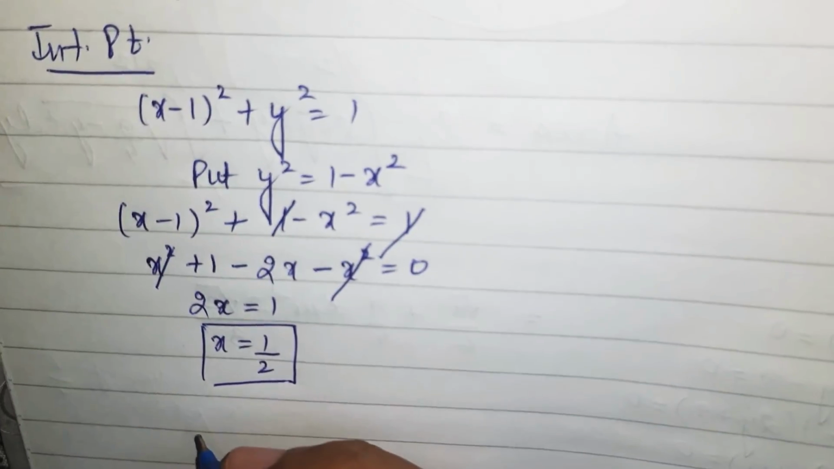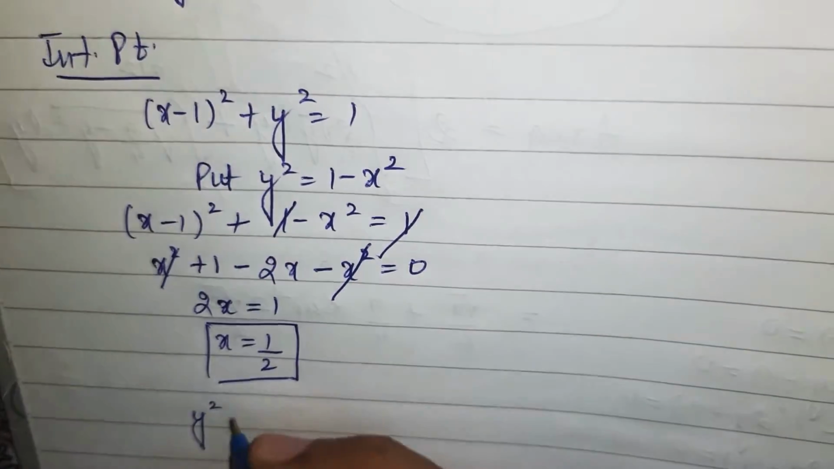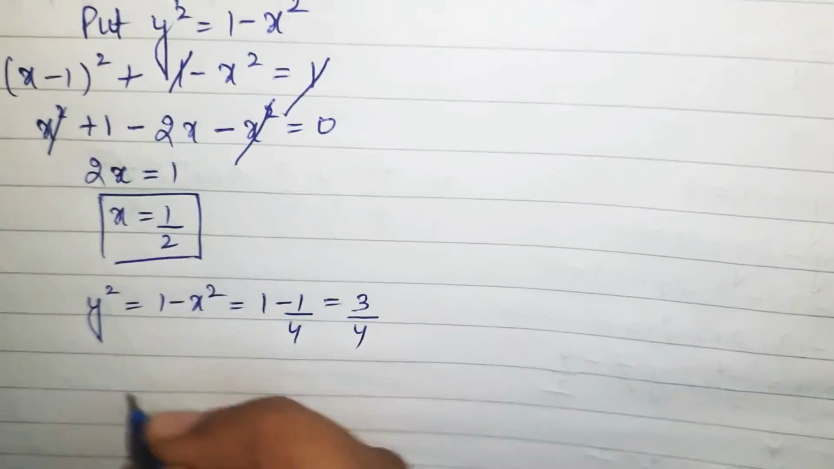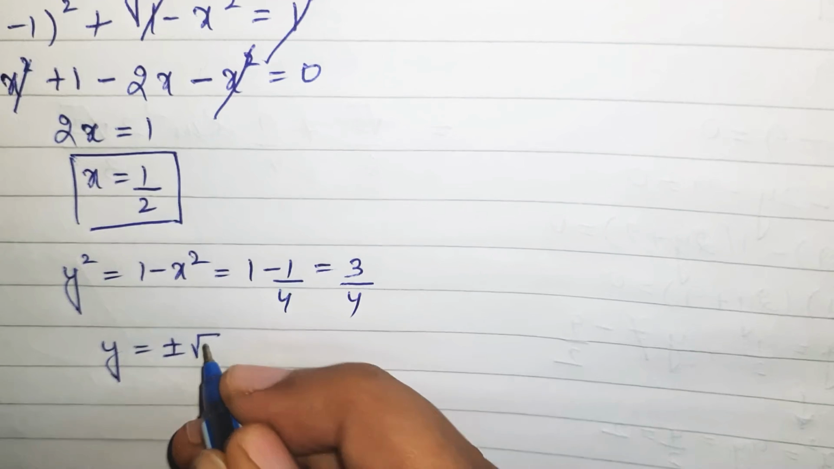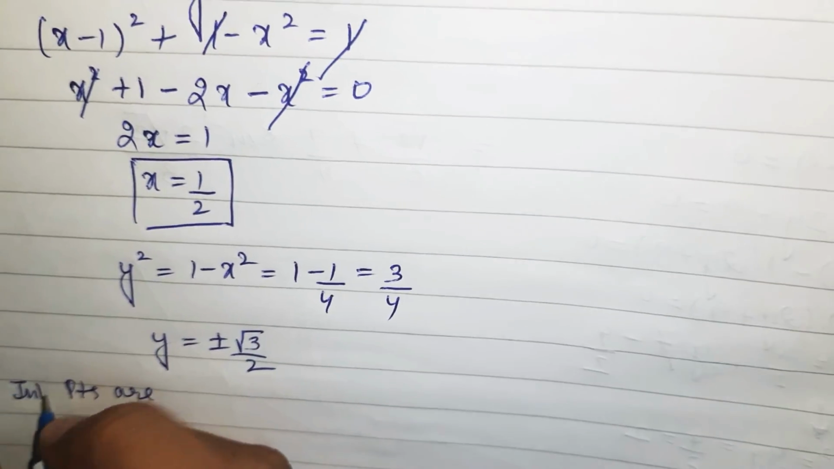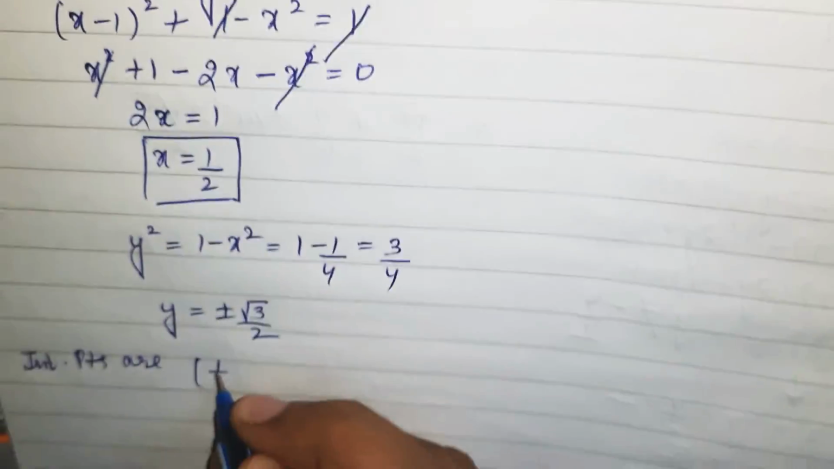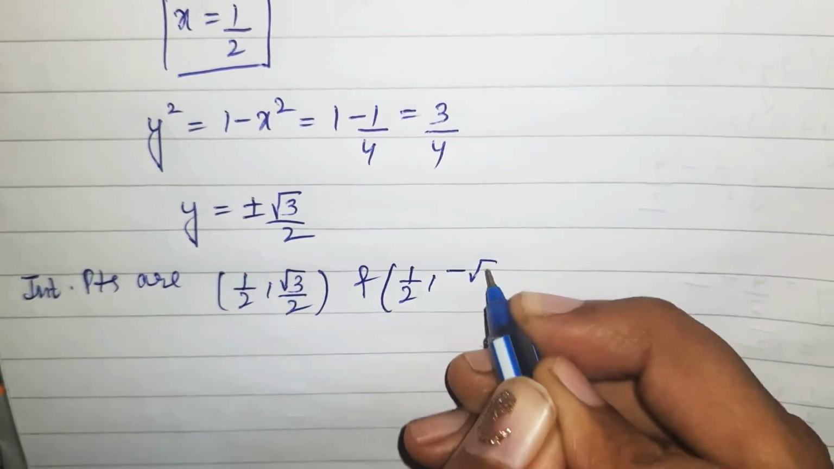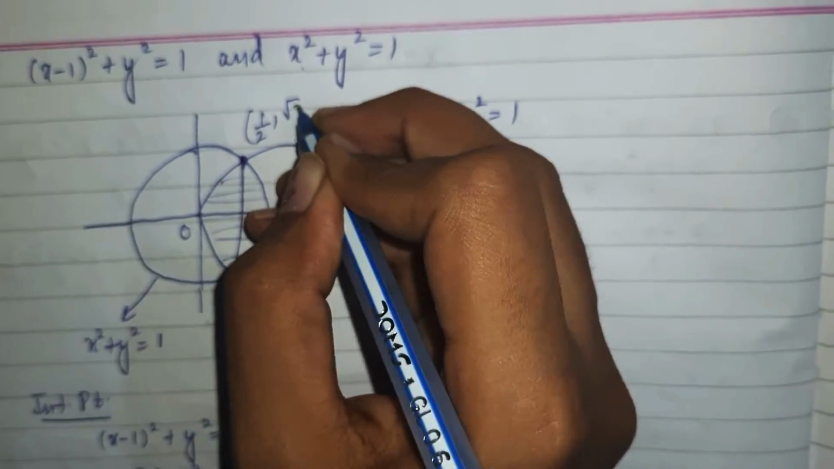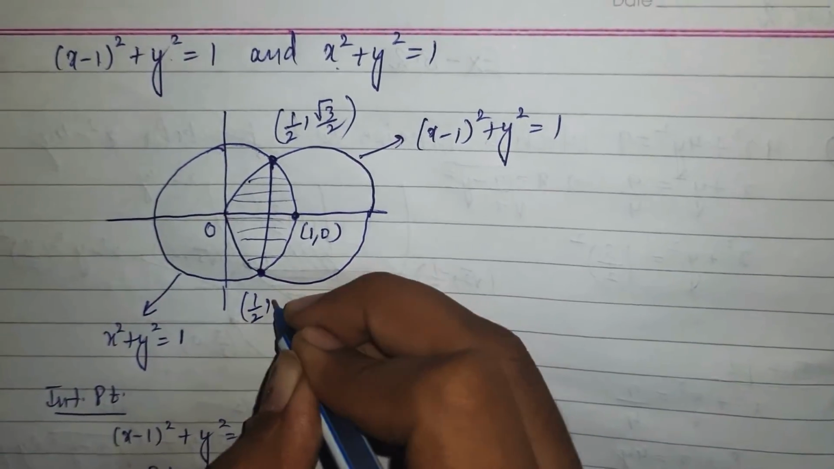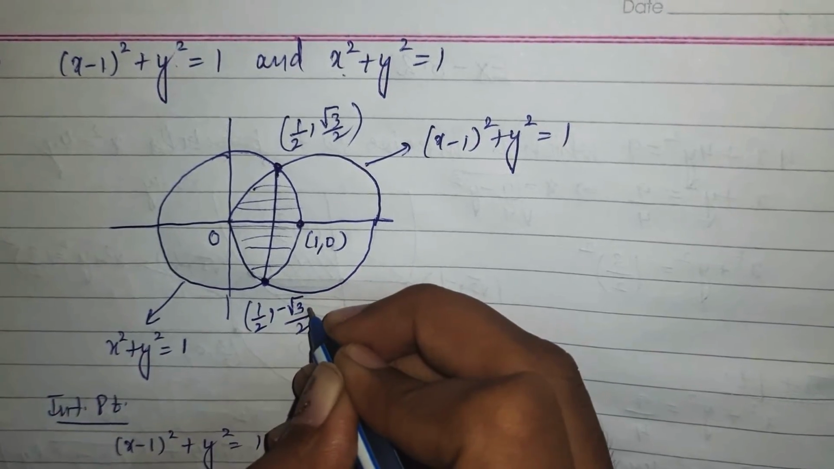And if I talk about y, what is the value of y? Y square is 1 minus x square. So 1 minus 1 by 4 is 3 by 4. So the value of y is plus minus root 3 by 2. So the intersecting points are 1 by 2 comma root 3 by 2 and 1 by 2 comma minus root 3 by 2. Now come here. So this will become 1 by 2 comma root 3 by 2. Whenever we have two curves, it's very important to calculate the point of intersection of the two curves.